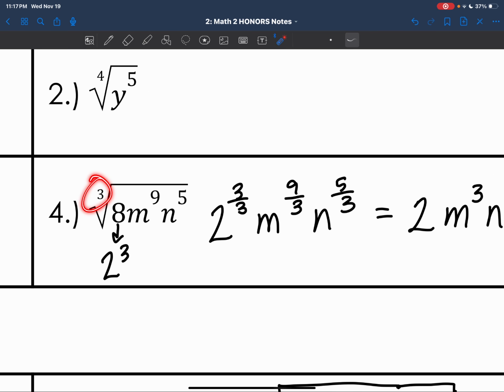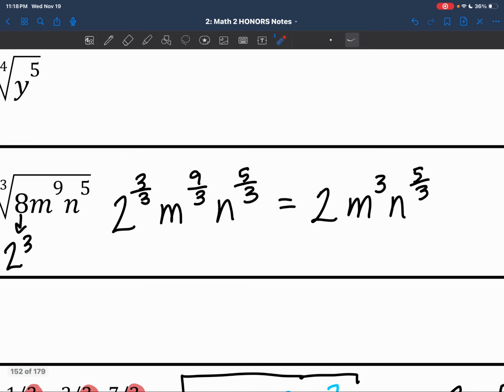Now in this case, your index is 3. So every time you have a group of 3, it's going to kick outside the radical. Or, here's another way you can do it. I'm going to take this 8 and rewrite it as 2 to the 3rd power. So remember, your exponent is going to be the numerator, the index is going to be the denominator, and we're going to do the same thing here. 9 over 3, and then 5 over 3 with the correct base. Now you can simplify this, so you're going to get 2 to the 1st power. This you can simplify to make 3, and you cannot simplify 5/3 anymore, so this is your final answer.